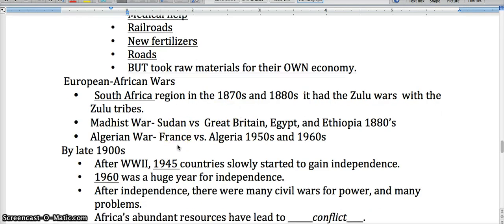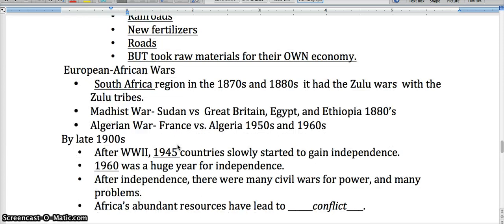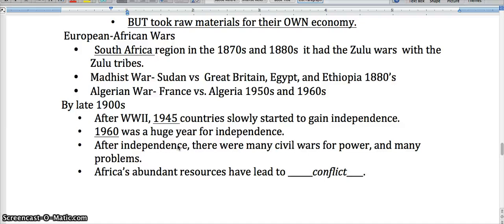Later on, in the 1880s, the Mahdi's War between the Sudan, Great Britain, Egypt, and Ethiopia occurred, and the Algerian War between France and Algeria in the 50s and 1960s. By the late 1900s, things started to change. Remember, by 1945, countries slowly started to gain independence. After World War II, the countries that were controlling African areas were running out of money, tired from war, and by the beginning of 1960 was a huge year because countries started becoming more independent at a rapid pace.